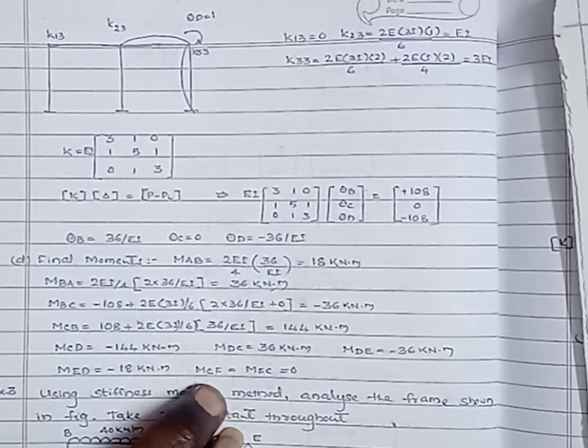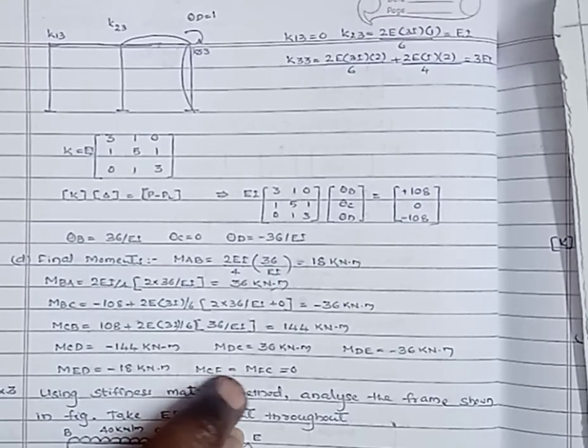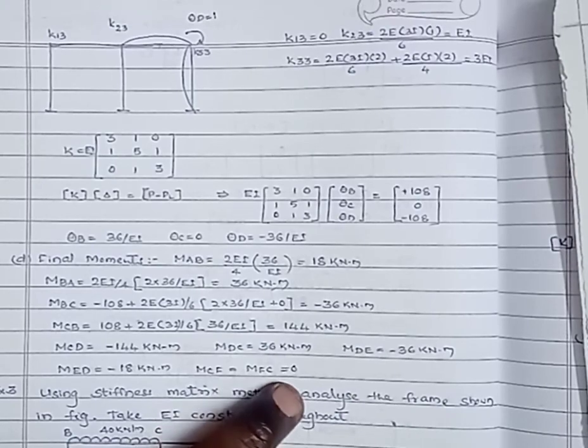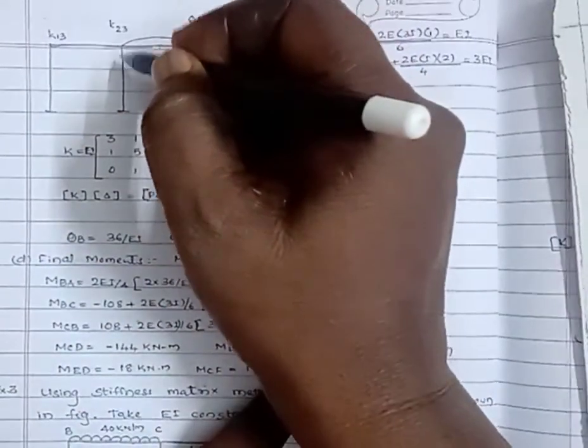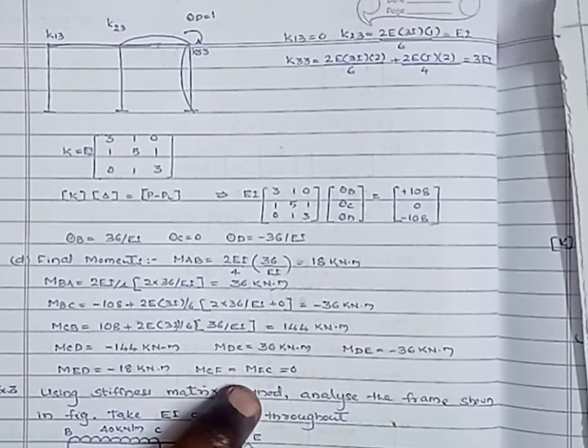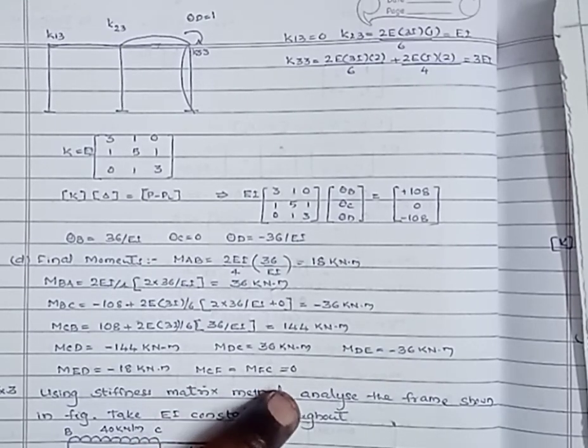Then MFCF, or MFC, both are 0 for the middle member, since theta C is 0 and theta D is also 0. The fixed end moment is also 0. No loads are acting in the transverse direction of the vertical member, the central vertical member. Hence, from both the ends the moment is 0.